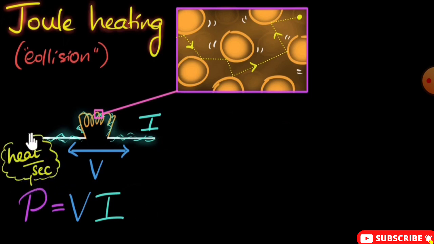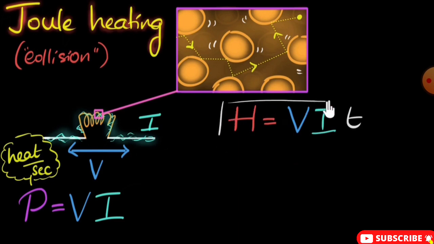So in 1 second, this is the amount of heat generated. In 10 seconds, the heat generated will be 10 times this number. And so, in general, we can now write the amount of heat generated will be this number, the amount of heat generated per second, times T. And there we have it.